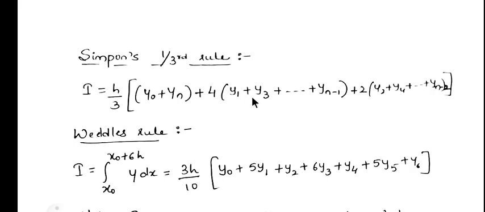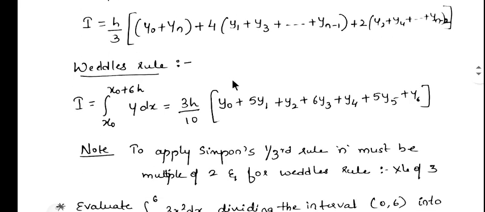This is Simpson's 1/3 rule, and Weddle's rule is given by I is equal to integration of x0 to x0 plus 6h y dx, which is equal to 3h by 10 of y0 plus 5y1 plus y2 plus 6y3 plus y4 plus 5y5 plus y6, then close the bracket.